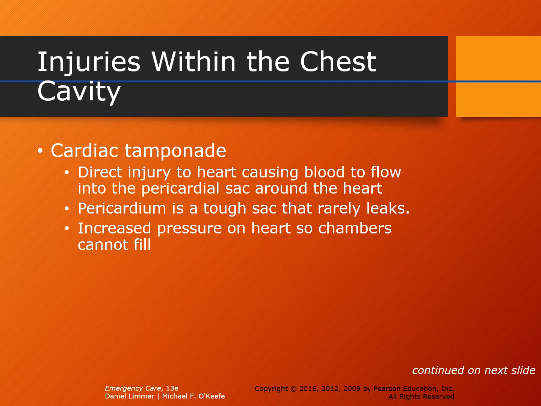Cardiac tamponade is in a very different ballpark from all the rest of the injuries that we're talking about, but because it does reside in the thorax, inside of the chest cavity, we want to talk about it. Cardiac tamponade is a direct injury to the heart that causes blood to flow into the pericardial sac that surrounds the heart, and it increases pressure on the heart so that the chambers can't fill.